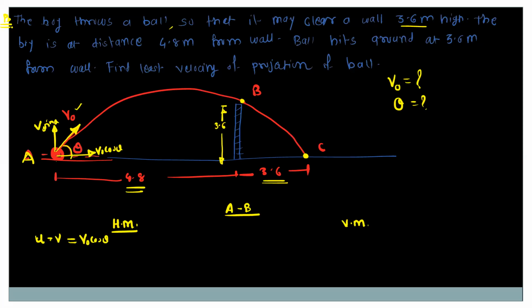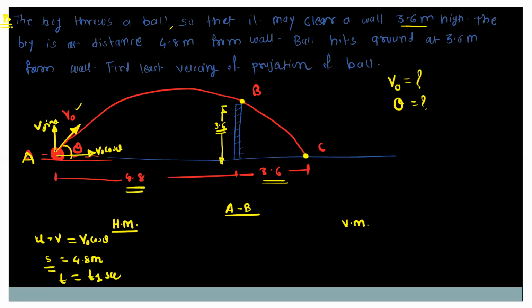Then the displacement from point A to B. So B is the point just above the wall. So we can take the height at that point as 3.6 meter and the horizontal distance as 4.8 meter. So for the horizontal motion, we can take displacement as 4.8 meter. Then time t, just assume this as t1 second.